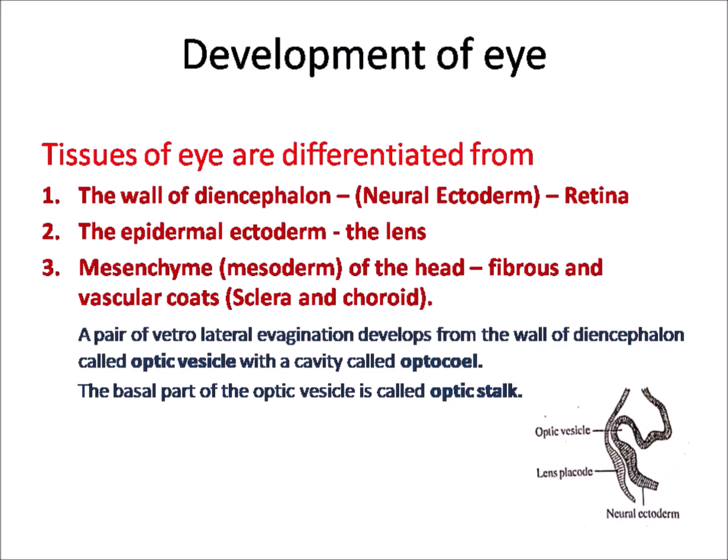In the process of development of the eye, tissues of the eye are differentiated from the wall of the diencephalon, called neural ectoderm. From that it forms the retina. From the epidermal ectoderm, the lens is formed. From the mesenchyme or the mesoderm of the head, fibrous and vascular coats like sclera and choroid are formed.